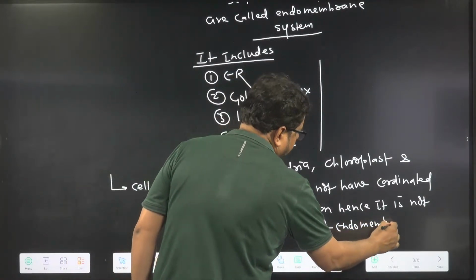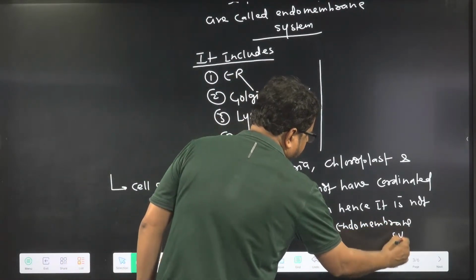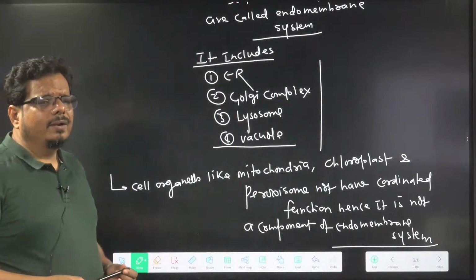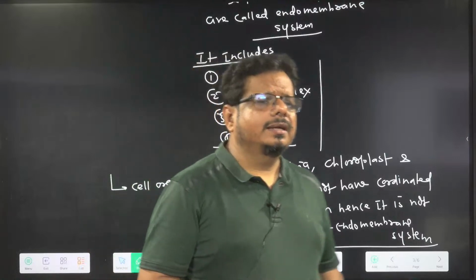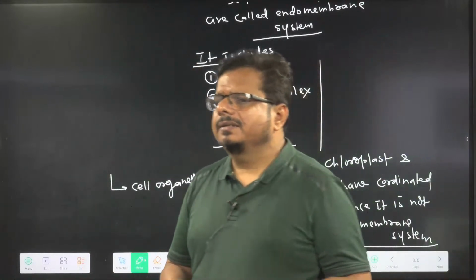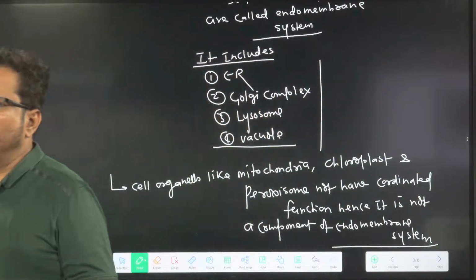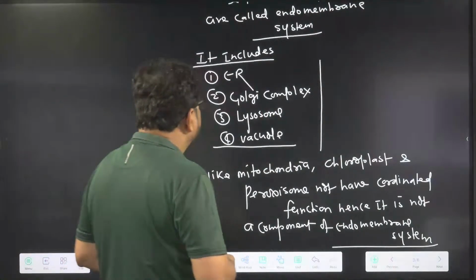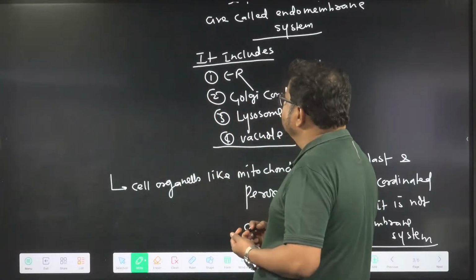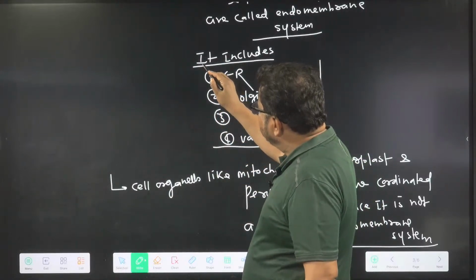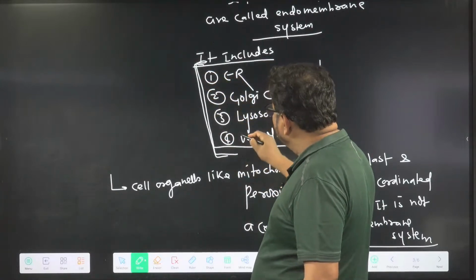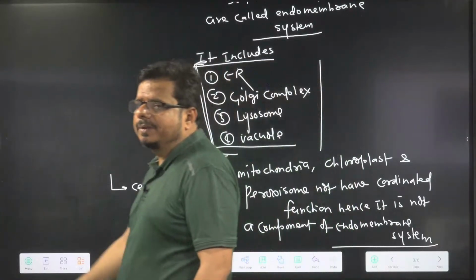Endomembrane system. Are you getting the idea or not? So, what is the endomembrane system? Those cell organelles that have a coordinated function. The cell organelles that don't have a coordinated function are not components of the endomembranous system. So, in the eukaryotic cell, these four cell organelles have coordinated function and they are called which one?